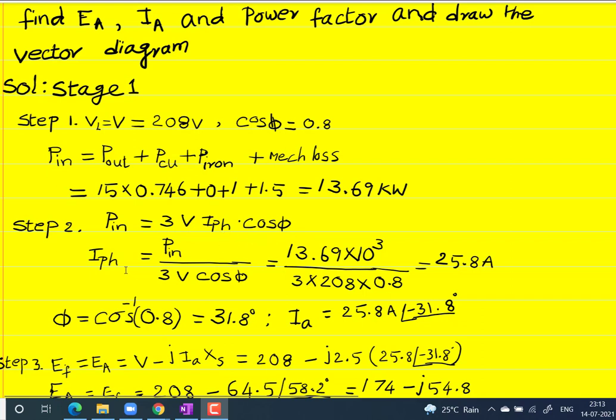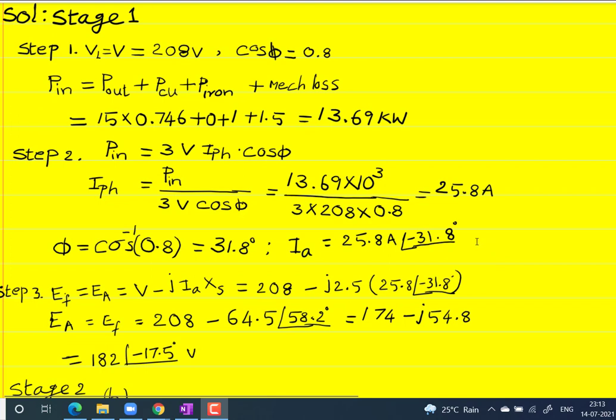So from this we can get I phase is equal to P input divided by 3 into V into cos phi. So that is 13.69 into 10 cube divided by 3 into 208 into 0.8. So we get 25.8 amperes.